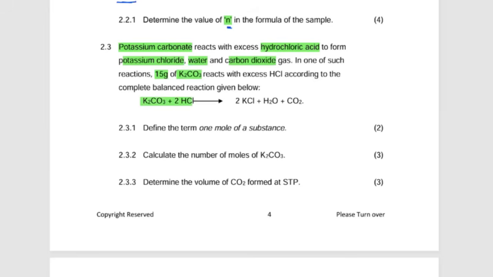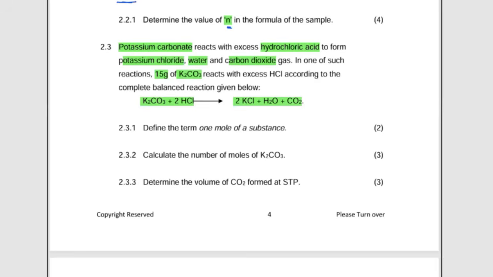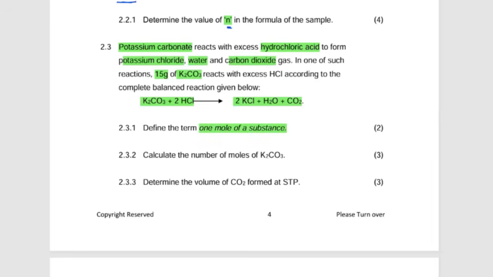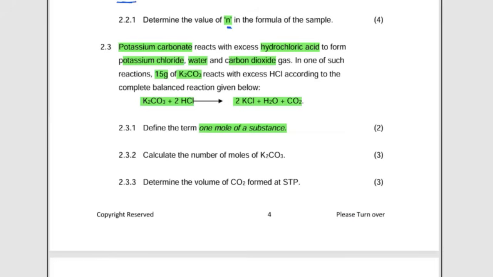So here we are given a balanced equation. The first question is that we are supposed to define 1 mole of a substance. So let's define 1 mole of a substance. We're going to say it is the amount of substance having the same number of particles as there are atoms in 12 grams of carbon-12. So here I'm going to say it is the amount of substance.